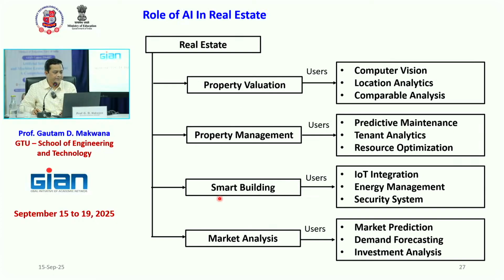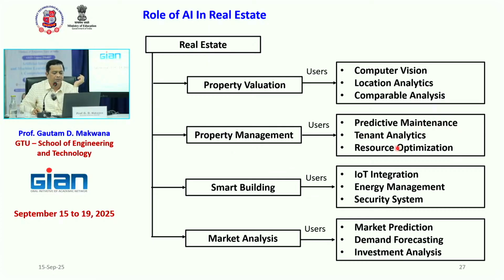In the same way, the role of AI in real estate covers property valuation, property management, smart building, and market analysis. Property valuation uses computer vision and location analytics. Based on the location, the price can be decided, and with comparable analysis based on other criteria, we can compare the property valuations.